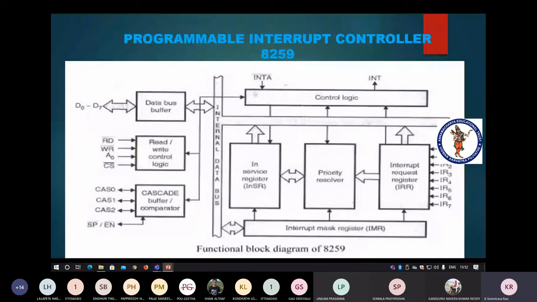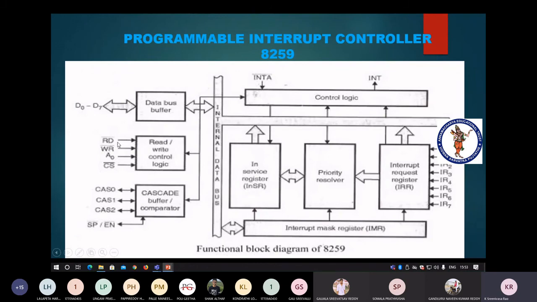In 8259, there are two types of command instructions. One is initialization command instructions, and the second one is operational command instructions, that can be selected by A0. But the point is, A0 of 8259 is connected to the A1 of 8086 processor.